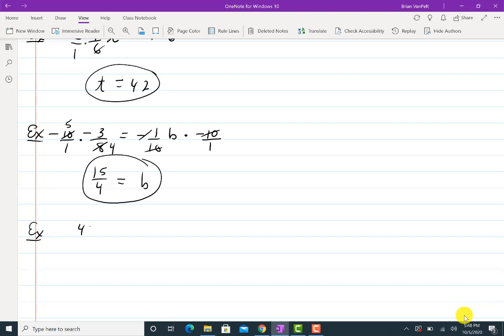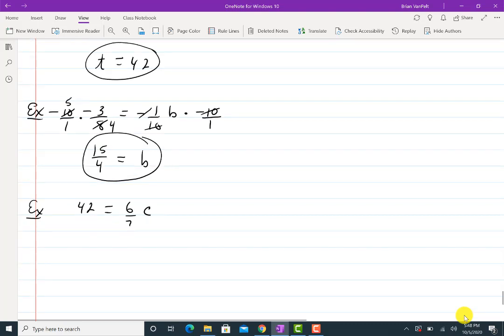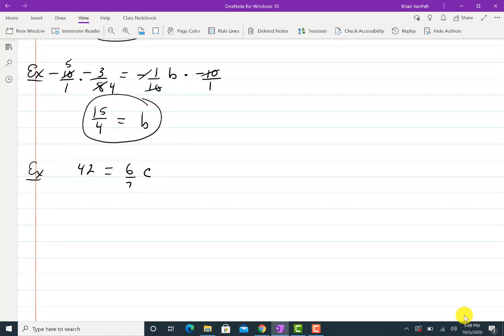Next, we have 42 equals 6/7 c. So now, for a lot of people, they go, well, divide by 6/7. Well, remember, if you divide by 6/7, that's the same as multiplying by 7 over 6. So I prefer to do this. Multiply both sides by 7 over 6. That way, the fractions will cancel out and you'll be left with just a c.